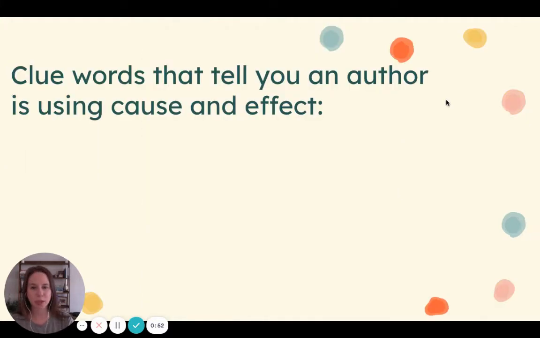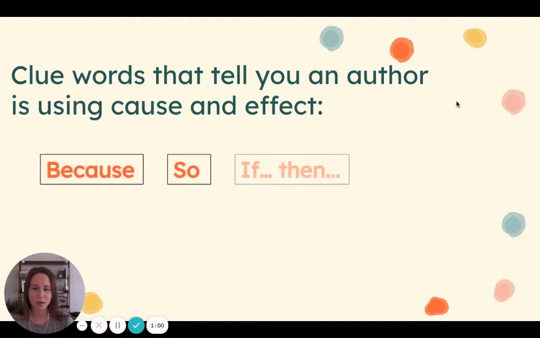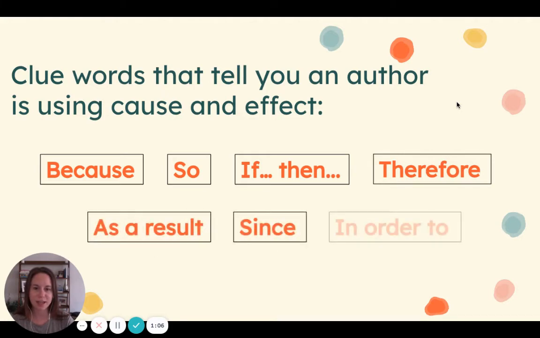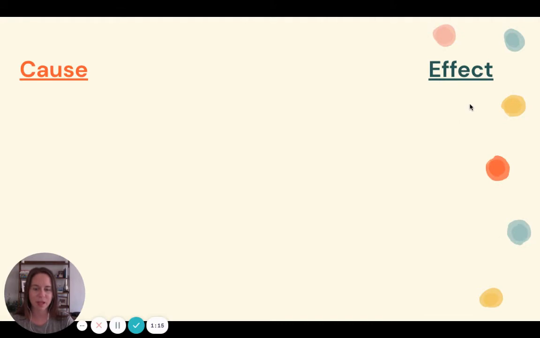There are some clue words that you can look for in a nonfiction text to tell you when an author is using cause and effect. Words like because, so, if, then, therefore, as a result, since, and in order to. These words can give you a clue to know that an author is trying to talk to you about cause and effect. Here are some other examples.